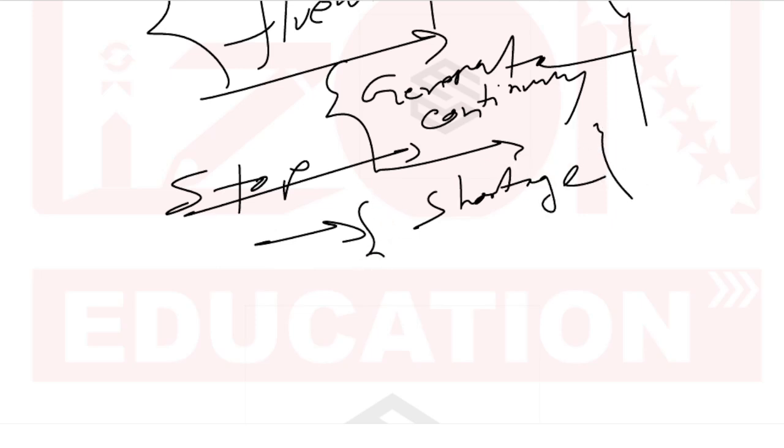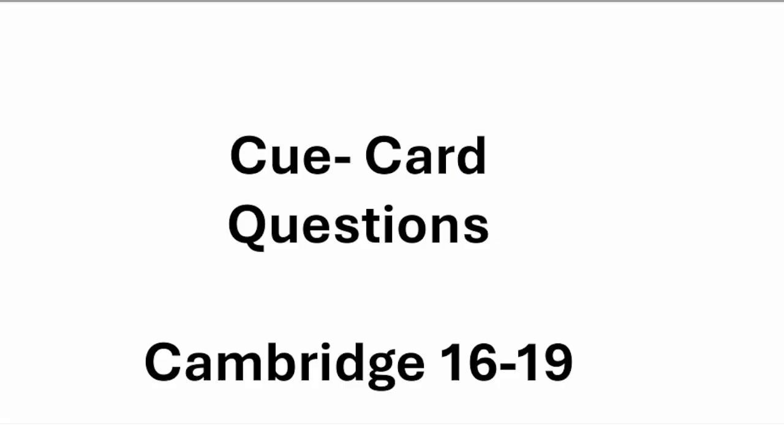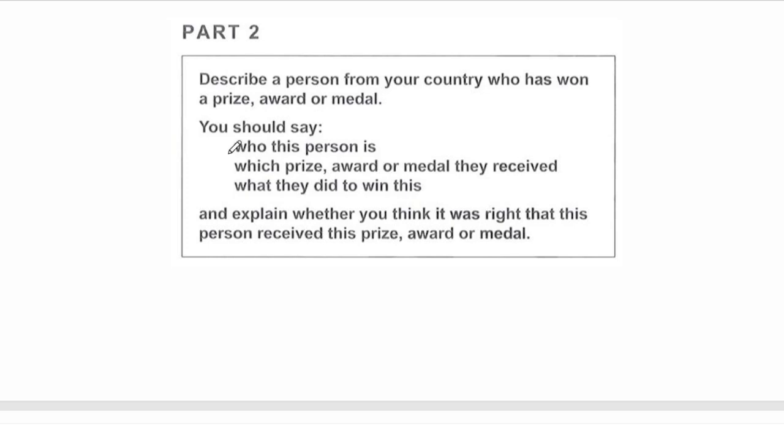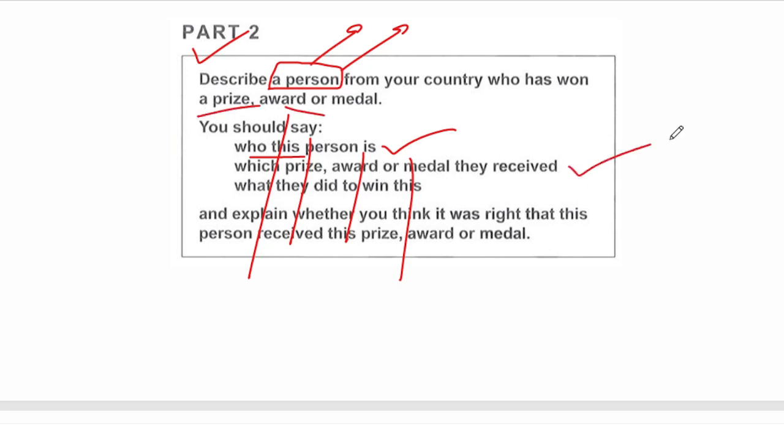Let's go. First, research some of the questions from Cambridge 16 to Cambridge 19. See, in the first one here: describe a person from your country who has won a prize, award, or medal. So ultimately, the teacher is asking you to talk about a person. 3P, person. And then some questions. We're not going to concentrate on questions here. Because see, who is the person? When you talk about a person, you must say who this person is. You're talking about the prize, so you will obviously say what kind of prize. So two or three questions will be covered automatically. Don't worry about the questions.